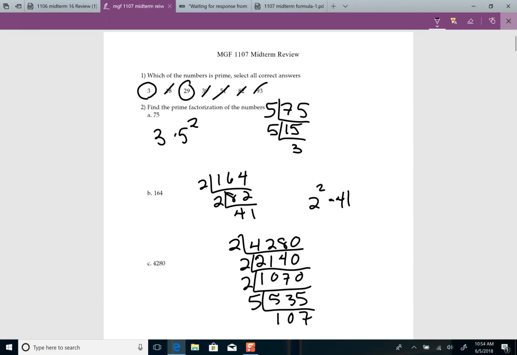So what are the primes less than 10? 2, 3, 5, and 7. 2 clearly doesn't go into 107. 5 clearly doesn't go into 107. To check 3, I add 1, 0, and 7, which gives me 8, so 3 doesn't go in. So the only number you really need to check is 7, and you can check that in your calculator. You're going to see it doesn't come out to a whole number, so 7 doesn't work also. So that tells me that 107 is prime, so my answer is 2 cubed times 5 times 107. So there's my prime factorization.